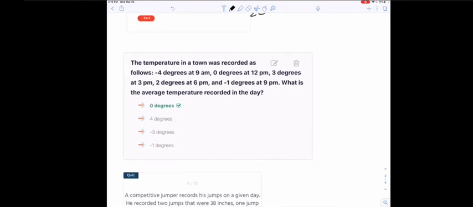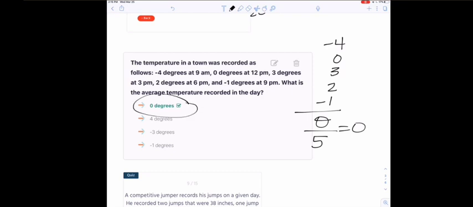It says, the temperature in a town was recorded as follows. -4 degrees at 9 a.m., 0 degrees at 12 p.m., 3 degrees at 3 p.m., 2 degrees at 6 p.m., and -1 degrees at 9 p.m. What is the average temperature recorded in a day? So -4 plus 0 plus 3 plus 2, -1. -4 plus 3 is -1. -1 plus 2 is +1. +1 minus 1 is 0. And if I divide this by 5, 0 divided by any number is just 0 degrees.